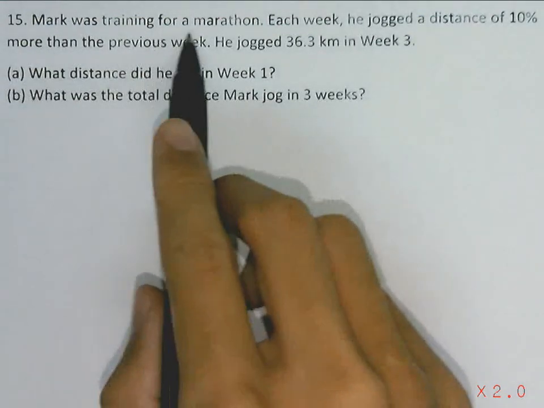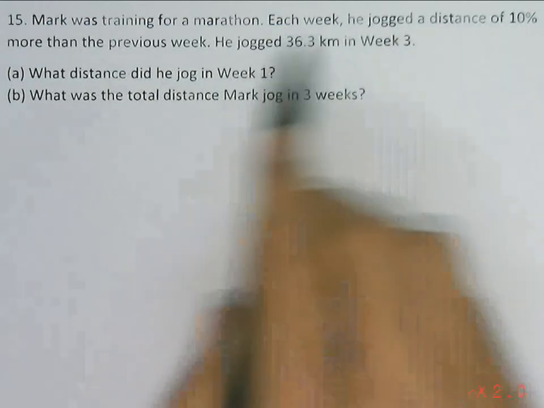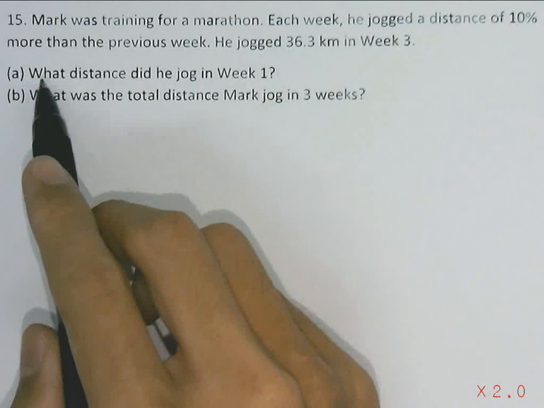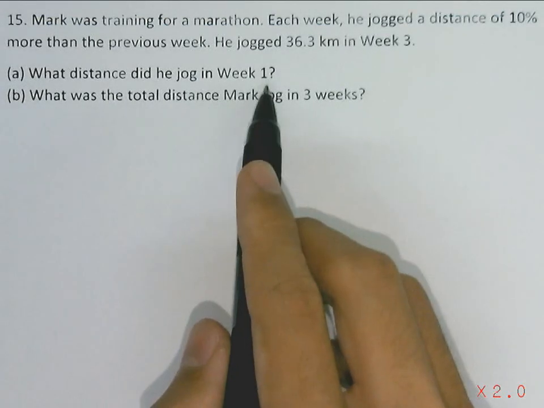So Mark was training for a marathon. Each week he jogged the distance of 10% more than the previous week. He jogged 36.3 kilometers in week 3. So part A asks, what distance did he jog in week 1?